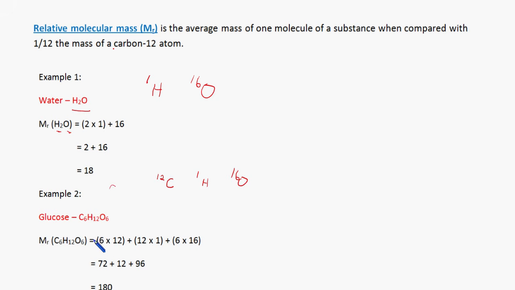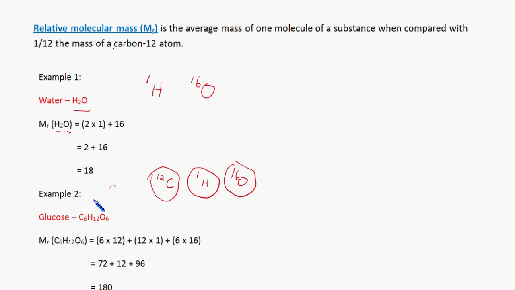So we have 6 carbon atoms, so it'll be 6 multiplied by 12, that we got this 12 from here, plus we have 12 hydrogen atoms, so it'll be 12 multiplied by 1, and we have 6 oxygen atoms, so it'll be 6 multiplied by 16. Okay, so that'll be 72 plus 12 plus 96, and that will give us 180. So the relative molecular mass of glucose is 180.